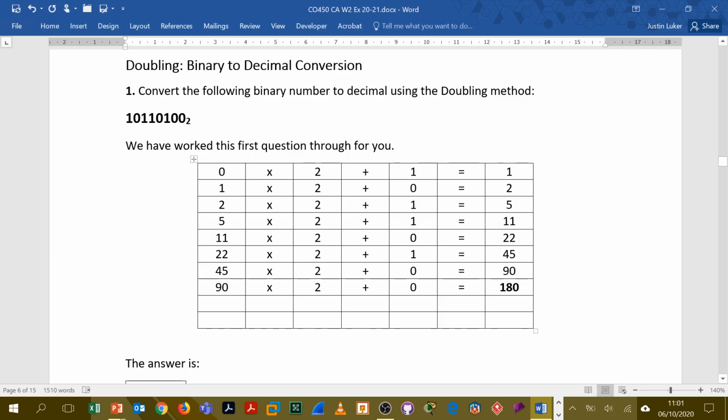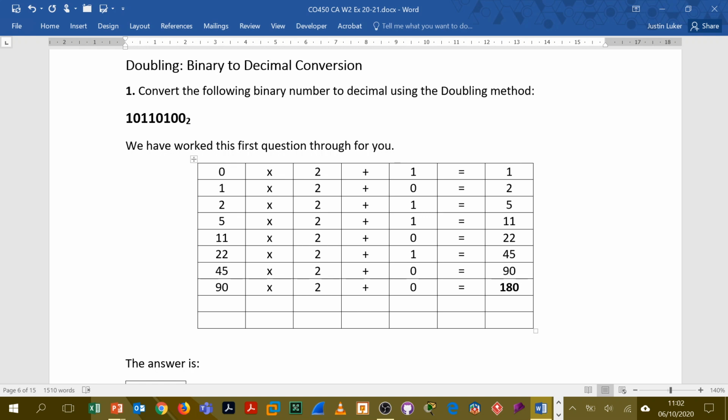On the handout, we have an example we've done for you. We've converted 00101101 as a binary number, and you can see that we've started with 0. You always start with 0 in the doubling method, so it's always 0 times 2, which is just 0. Then we add in the most significant bit, the first one on the left, which is a 1. Sorry, so it's going to be 1 to start with, and that's going to be the case in all of these methods.